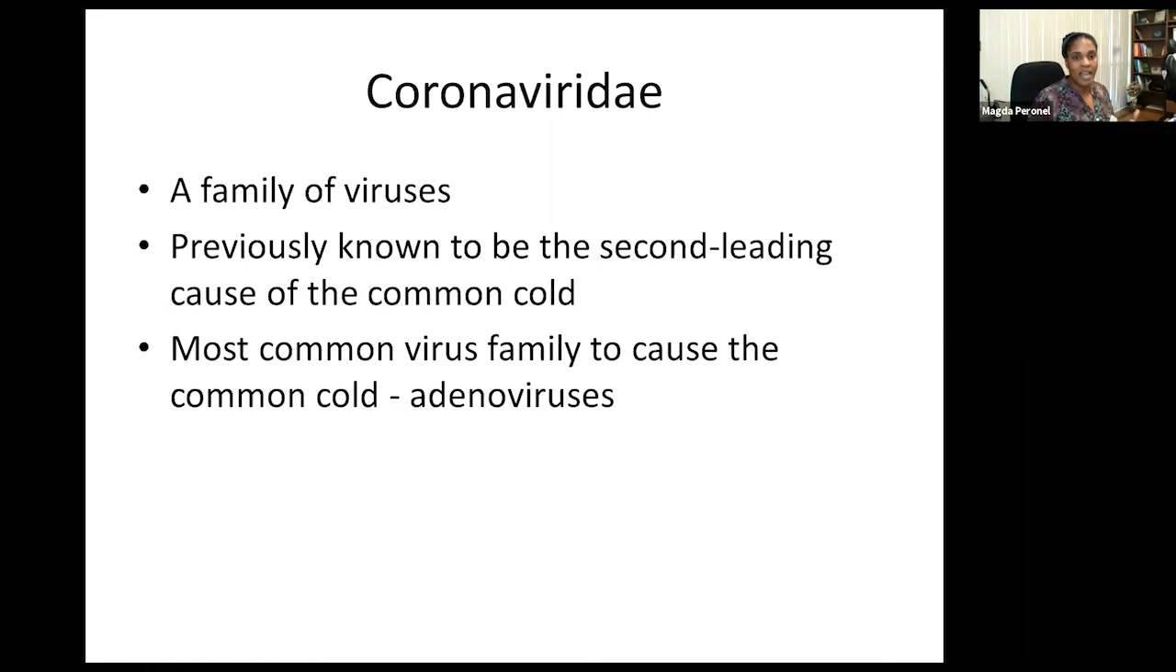Once again, the actual coronavirus family is called Coronaviridae. It is previously known to be the second leading cause of the common cold. The most common cause of viruses is from the adenoviruses.